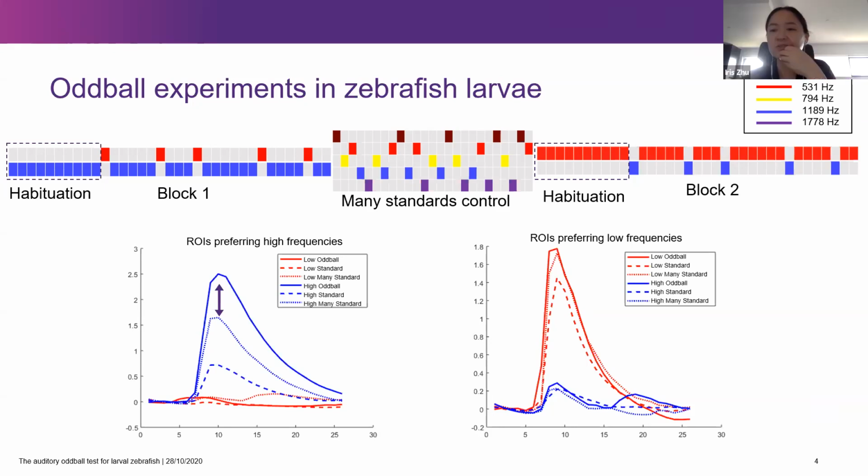Can I ask a question? Go ahead. Yeah, of course. So, is there any percentage difference between the high frequency preferring RIs and the low frequency preferring RIs? Are there more cells in one case than the other case?